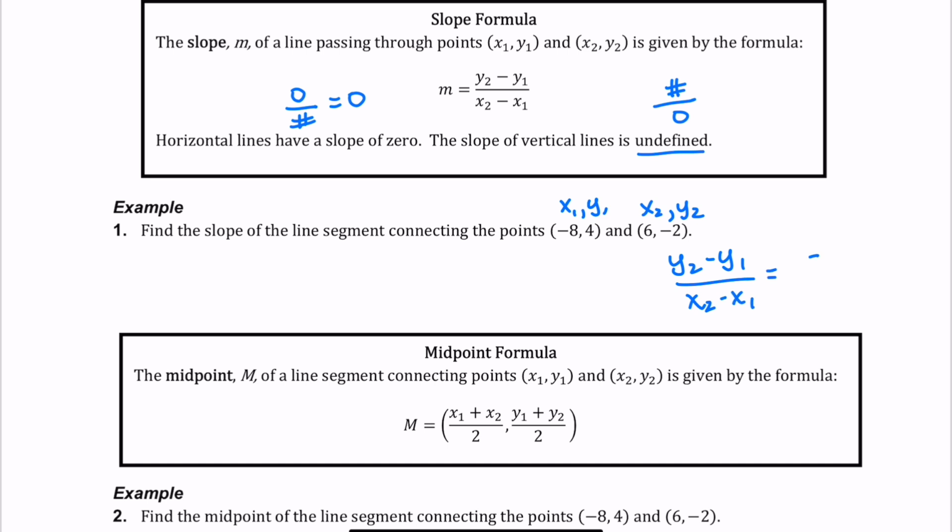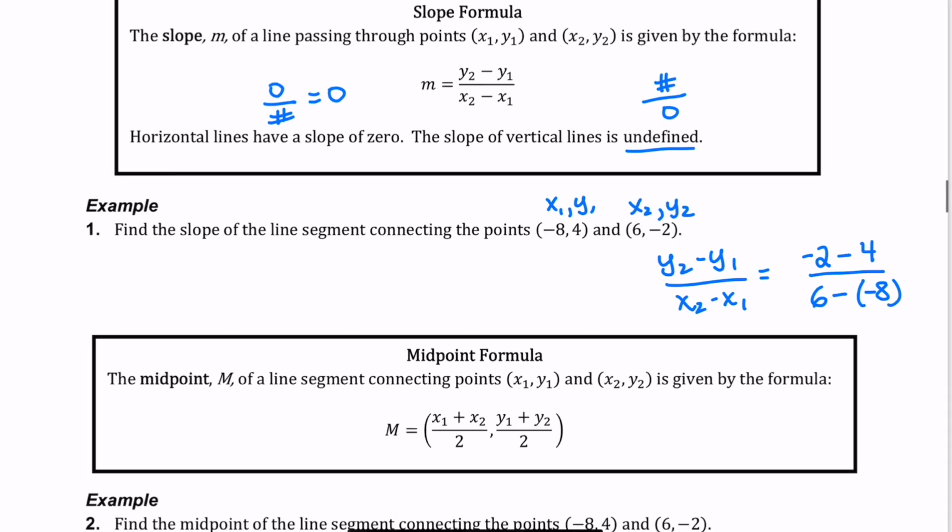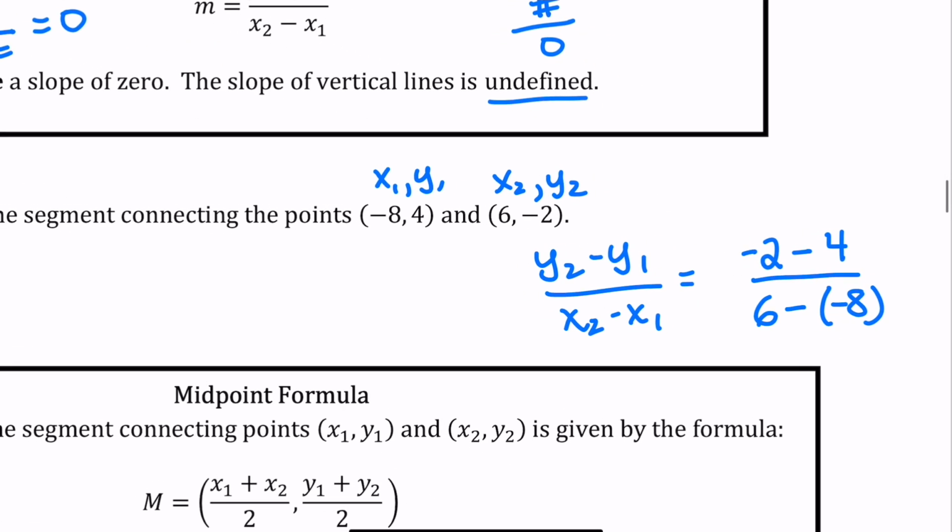Our y2 is a -2. Then we're going to minus our y1, which is 4. We're going to divide that by our x2, which is 6, and then we're going to minus a -8. Now make sure that you don't just put in one negative there. If we're minusing a negative, that's going to be the same as adding.